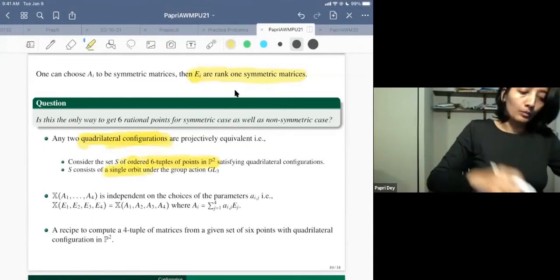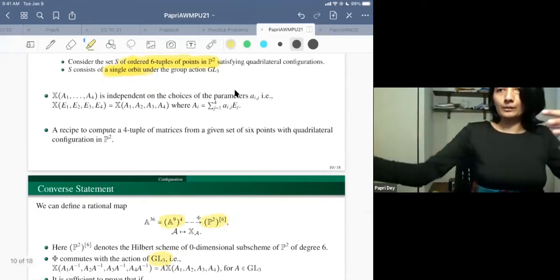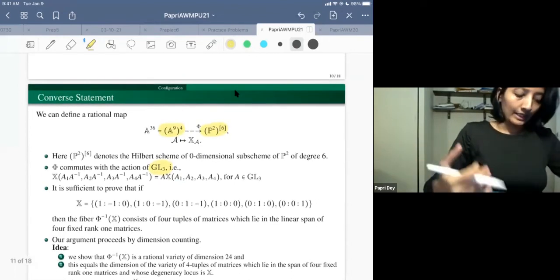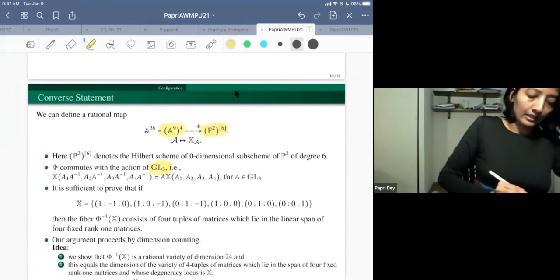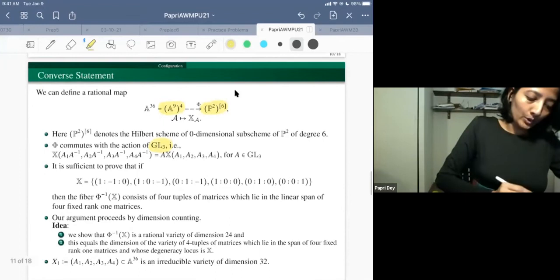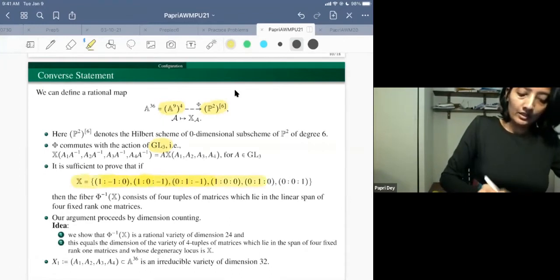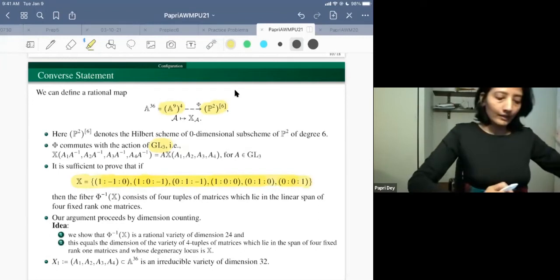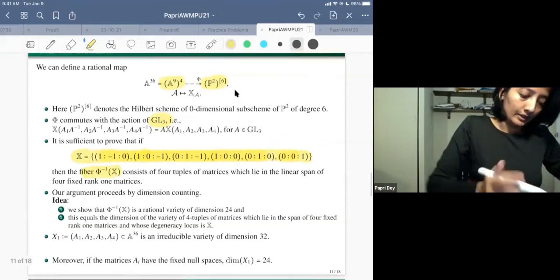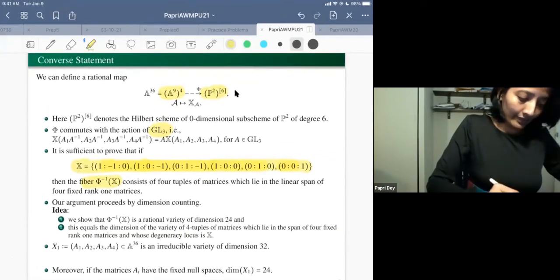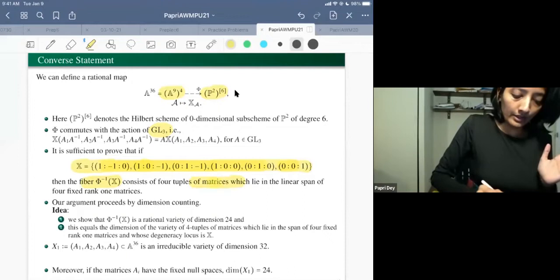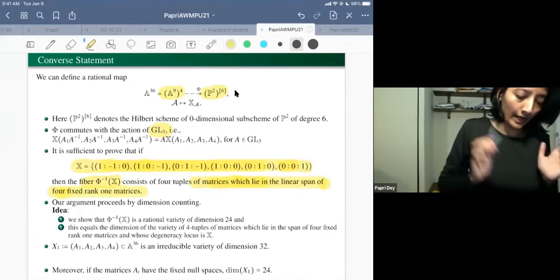And that fact allows us to move from one point to another point in the degeneracy locus. And that's why, when we are trying to prove the converse, it is sufficient to prove that fact for a very specific choice of degeneracy locus. And that's why we are going to choose our favorite degeneracy locus as a running example. Now observe that the phi inverse fiber of this map consists of, we want to prove that this fiber consists of 4-tuples of matrices which lie in the linear span of 4 fixed rank 1 matrices.